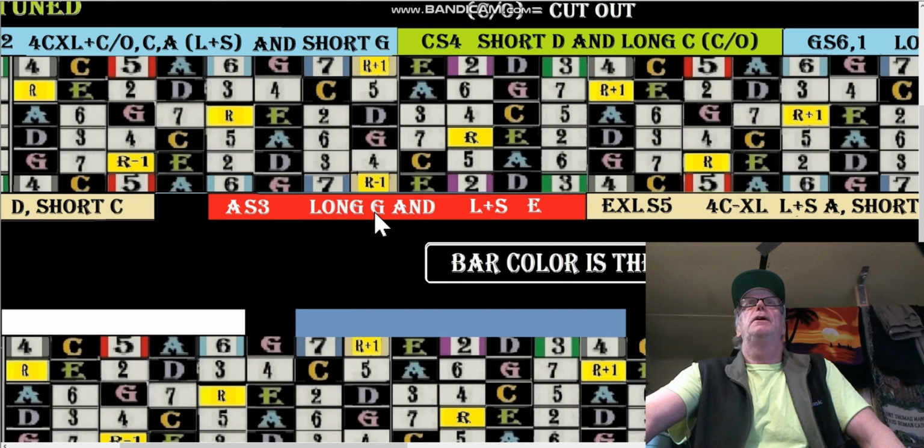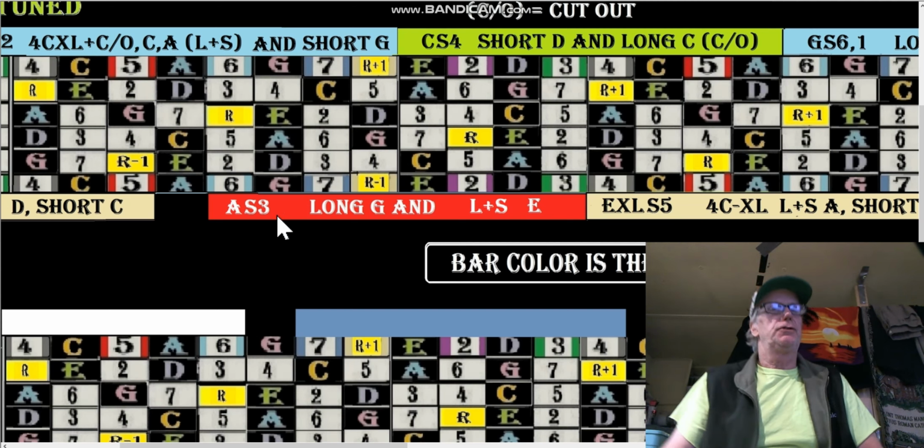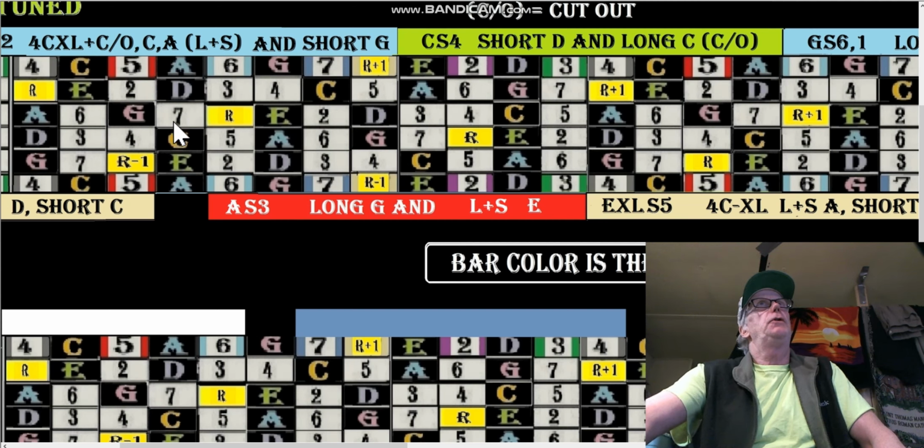So we had long G. We didn't have short G because we can't get this 7 in this cage. Remember, when you're defining a cage, you don't worry about a note that's one note out of the cage.